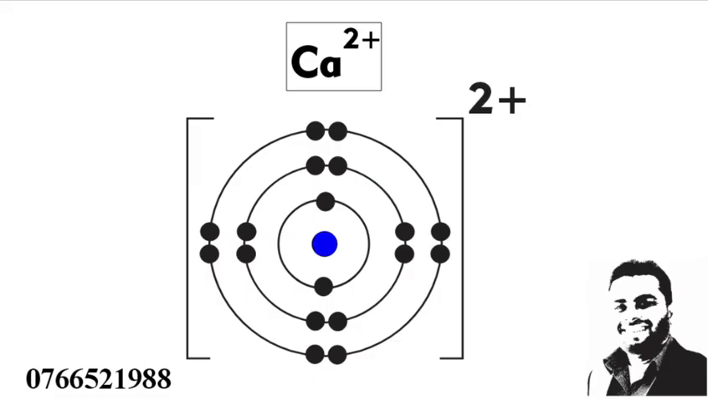This is calcium 2 plus. So 2 plus means that they have donated 2 electrons. They have given 2 electrons. So earlier it was 2, 8, 8, 2. Now it has become stable. It has made a stable configuration by 2, 8, 8.